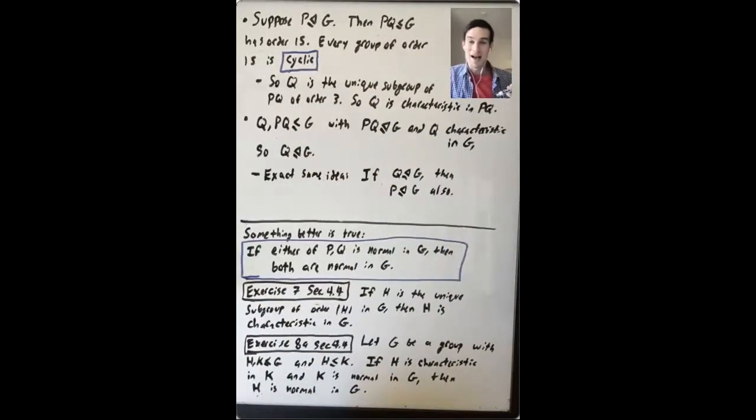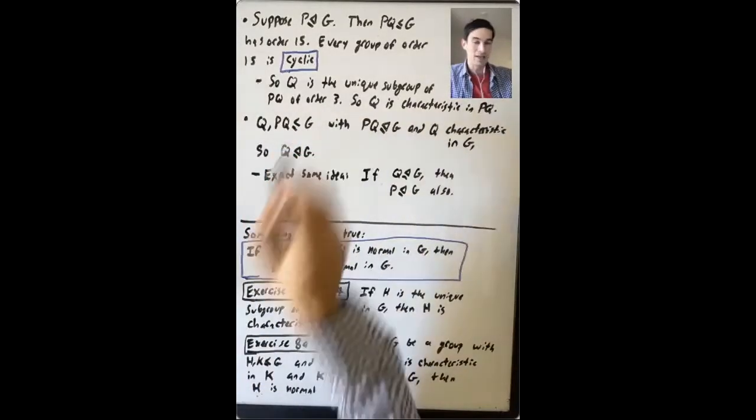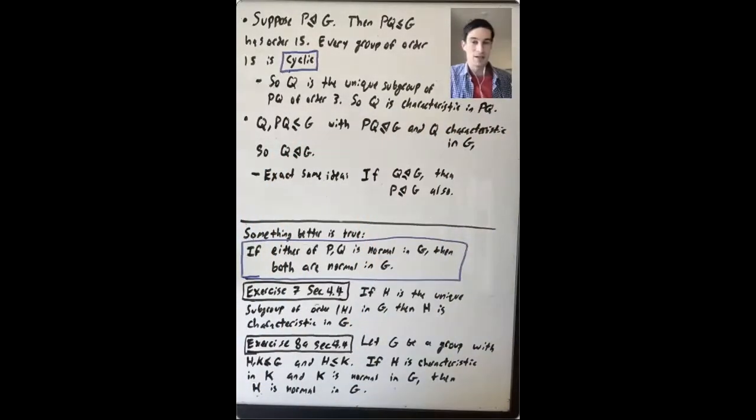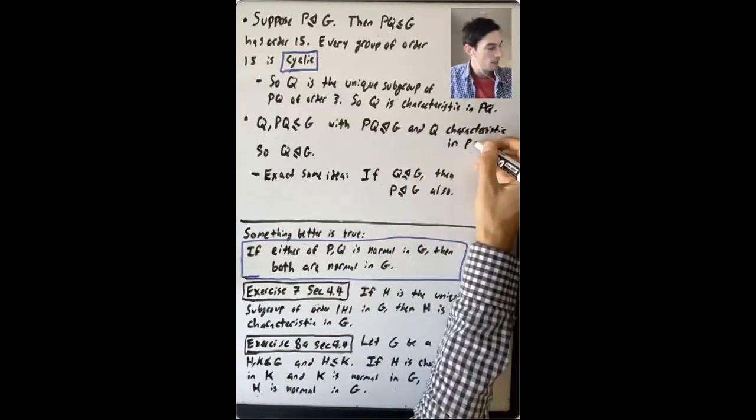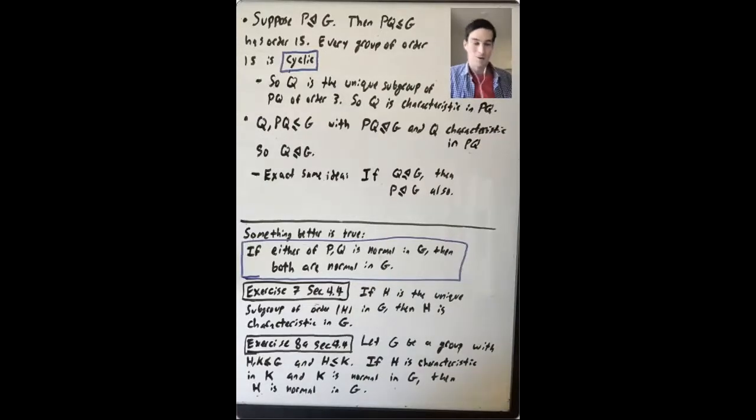A cyclic group has a unique subgroup of order d for each divisor d of the order. So Q is a subgroup of PQ of order 3. So it's the unique subgroup of PQ of order 3. And by the statement of this first exercise, Q is characteristic in PQ. So now, where are we? We have these subgroups Q and PQ of G. PQ is normal in G because it has index 2, and Q is characteristic in PQ. So by the statement of the second exercise, Q is normal in G.